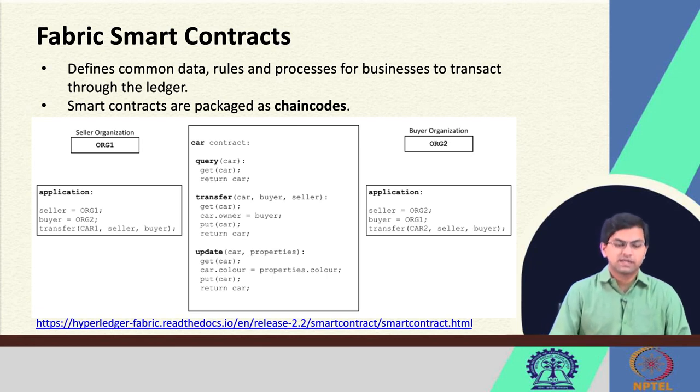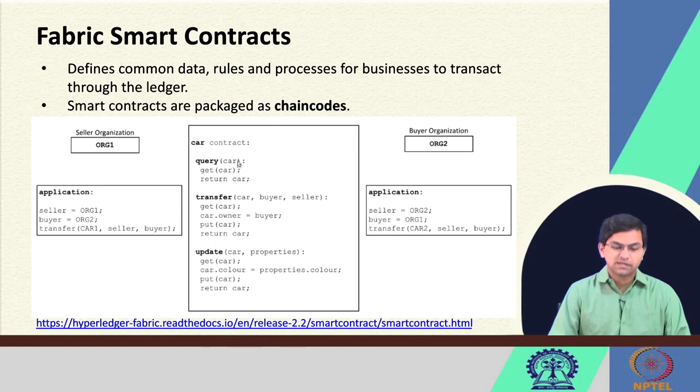So, if you see this particular diagram, in a network there are two organizations, buyer and seller orgs. Org 1 is the buyer organization and org 2 is the seller. Then we would have a smart contract like this for an application which is used to handle cars. Suppose these two organizations want to buy and sell cars, then this particular contract named car contract will have several functions. Here we can see there are three functions: query, transfer and update, and all of them are concerned about the data of different cars.